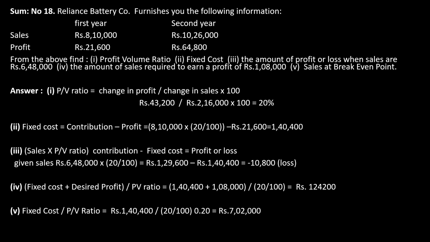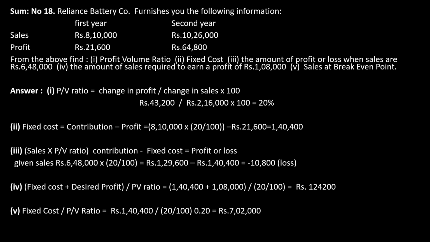Next, the fixed cost. So we're going to find a fixed cost now. To find a fixed cost divided by PV ratio, that is, you are going to find a break-even sales now. Okay. For break-even sales, fixed cost divided by PV ratio. So fixed cost we know 140,400 divided by PV ratio will give me 7,02,000. Okay, that is the answer. Right, now we'll go to the next sum.